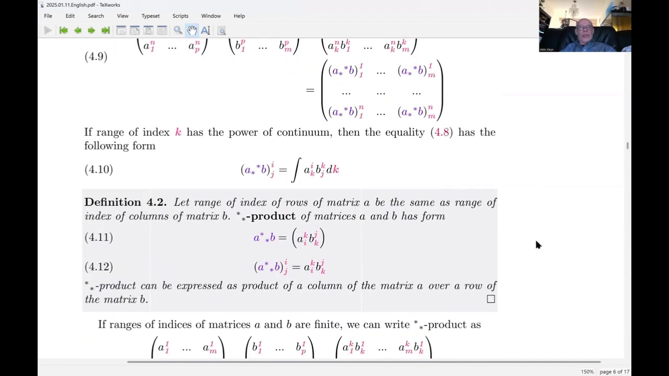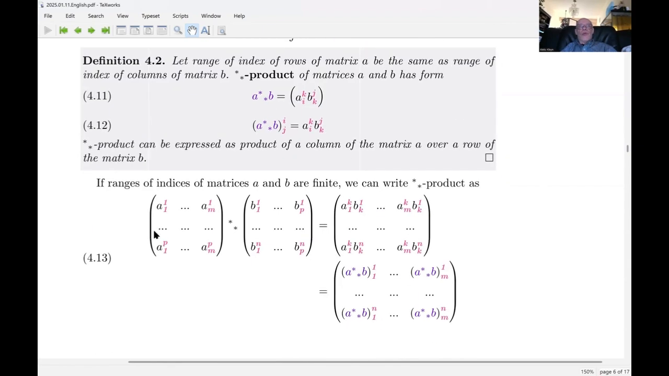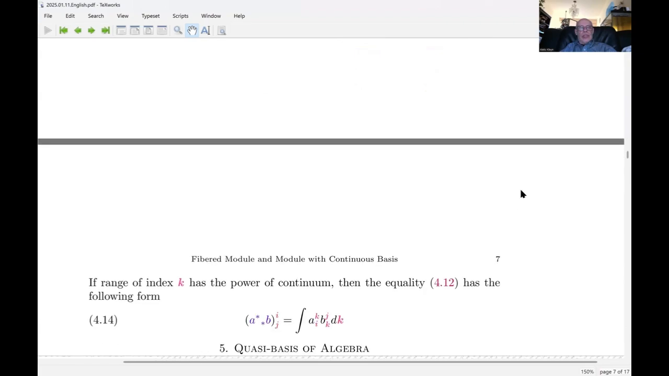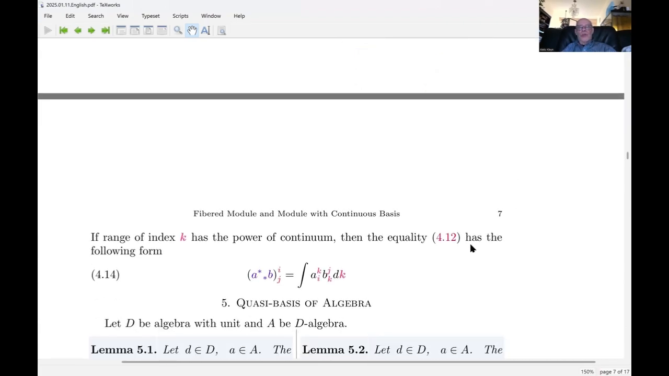Second definition. Let the range of the index of rows of matrix A be the same as the range of the index of columns of matrix B. The column-row product of matrices A and B has the form 4.11 and can be expressed as the product of columns of matrix A over rows of matrix B. If the ranges of indices of matrices A and B are finite, we can write the CR product as equality 4.13. If the range of index k has the power of continuum, then the product of matrices has the form 4.14.